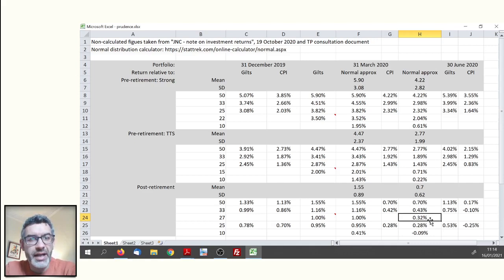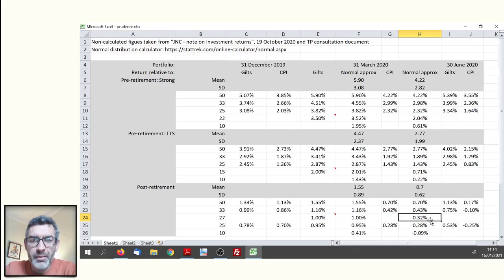Now, I don't think there's any errors in the numbers. That's the first thing to say. I think all these numbers are likely to be correct. But I think there's a subtlety that's going on that means that the prudence, if you view the discount rate that's being used in the valuation on a CPI plus basis, as opposed to a gilts plus basis, is much higher than the numbers that were being shown in the technical provisions document.